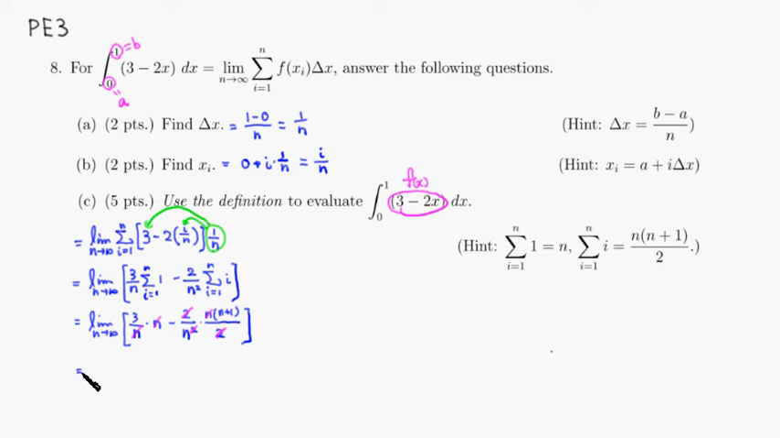So this is equal to the limit as n approaches infinity. This is going to be just 3 here from the first term. And what's left here is n plus 1 over n. So n divided by n is 1, and 1 divided by n is 1 over n.